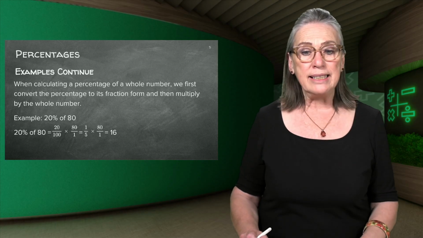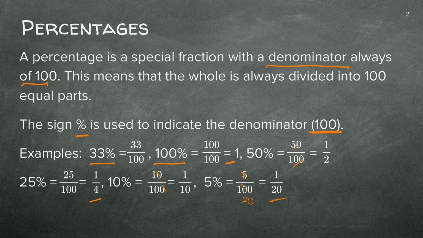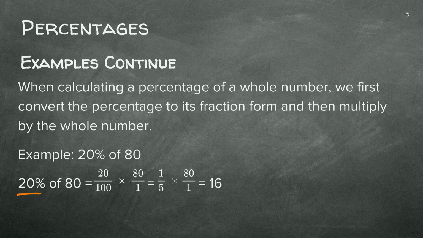When calculating a percentage of a whole number, we first convert the percentage to its fraction form and then multiply it by the whole number. If we have to work out 20% of 80, so 20%, if you refer to this one, can you see? 20% is actually 20 over 100 times 80 over 1.